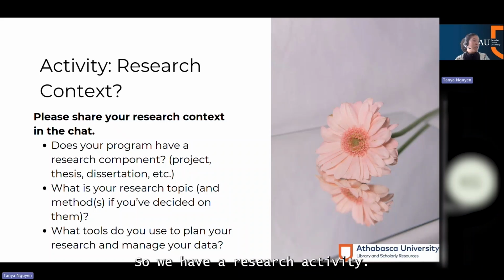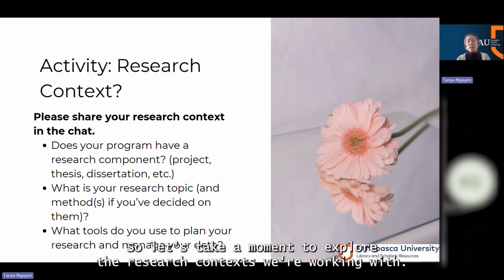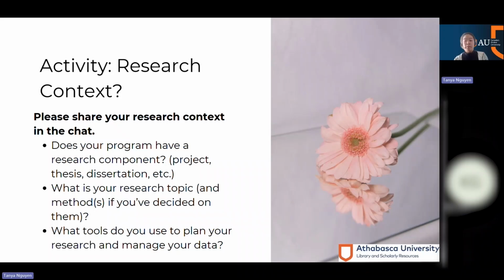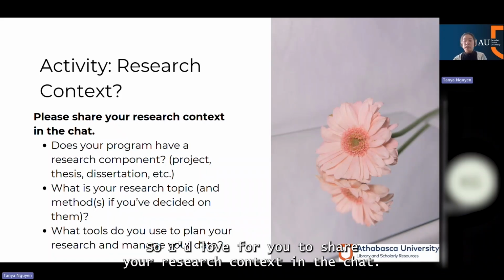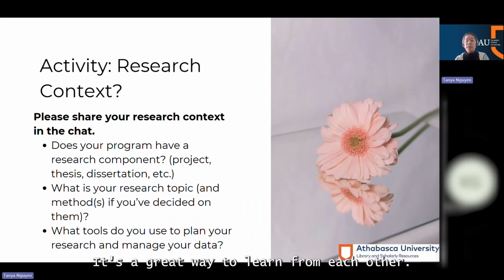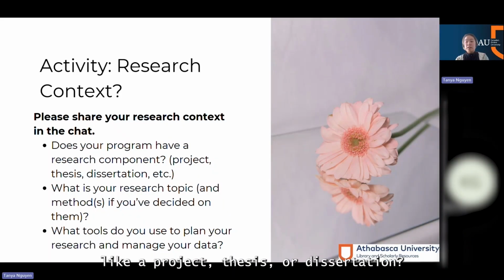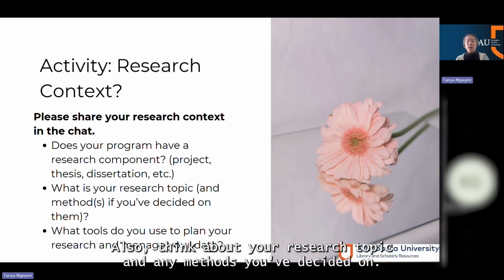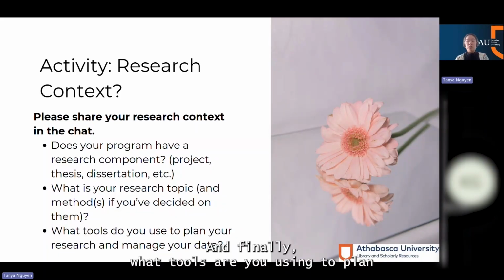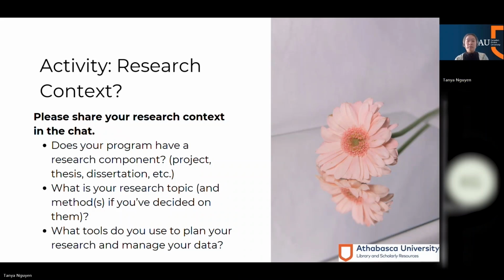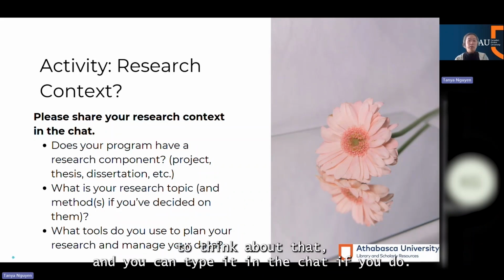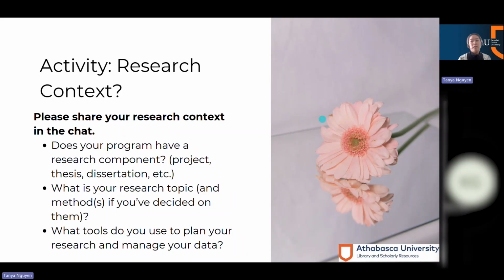So we have a research activity. Let's take a moment to explore the research context we're working with. I'd love for you to share your research context in the chat. It's a great way to learn from each other. Does your program include a research component, like a project, thesis, or dissertation? Also think about your research topic and any methods you've decided on. And finally, what tools are you using to plan your research and manage your data? I'll give you just a minute or two to think about that, and you can type it in the chat. Okay, let's move forward.